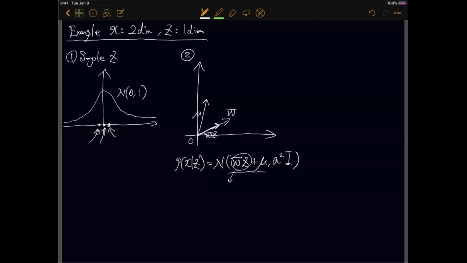It means Wz plus mu. You may know the addition of vectors. So Wz plus mu means here, and the mean is here. Then there's an isotropic covariance matrix, so the contour of the normal distribution will be like that. Then we sample, for example, here or something like that. That's how it's sampled.